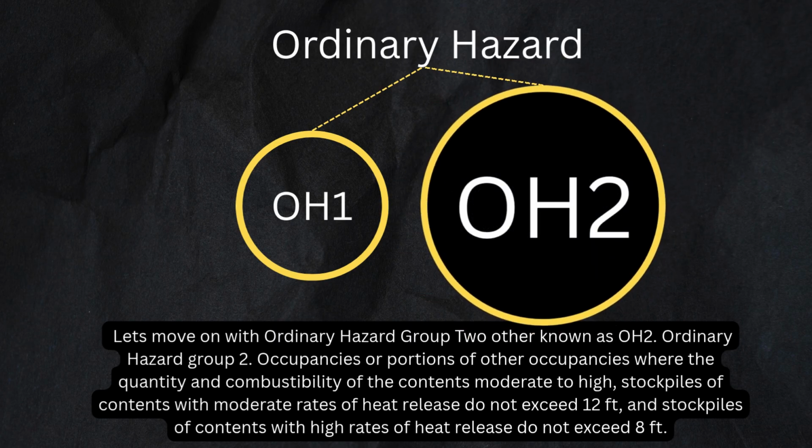Let's move on with ordinary hazard group two, otherwise known as OH2. Ordinary hazard group 2. Occupancies or portions of other occupancies where the quantity and combustibility of the contents is moderate to high. Stockpiles of contents with moderate rates of heat release do not exceed 12 feet, and stockpiles of contents with high rates of heat release do not exceed 8 feet.